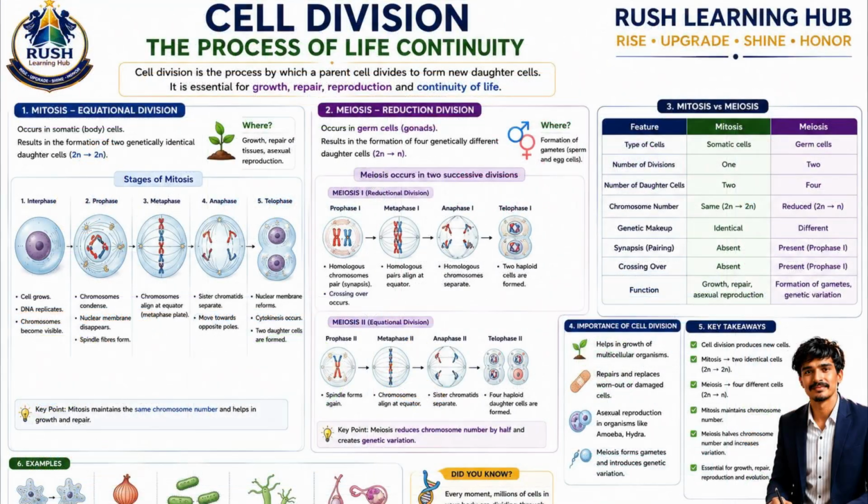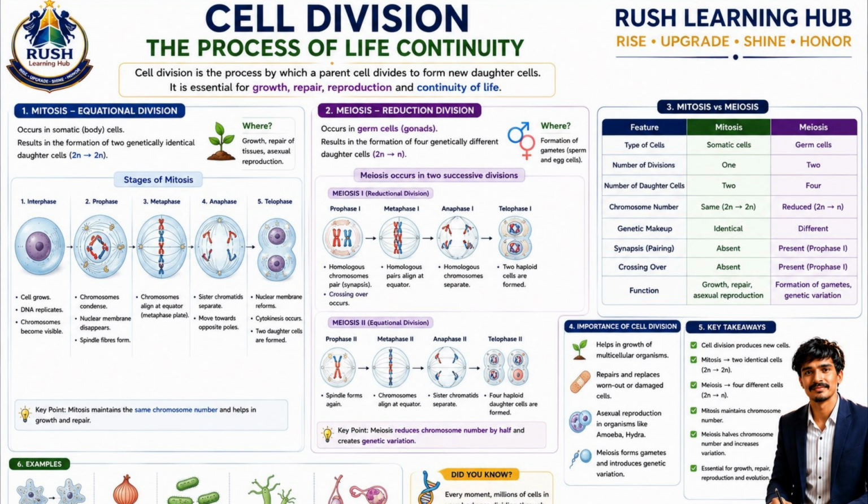In the previous slide, we studied the different organelles present inside a cell and learned how they work together to keep the cell alive and functioning. Now we will study one of the most important biological processes, cell division. Cell division is the process by which a parent cell divides to produce new daughter cells.